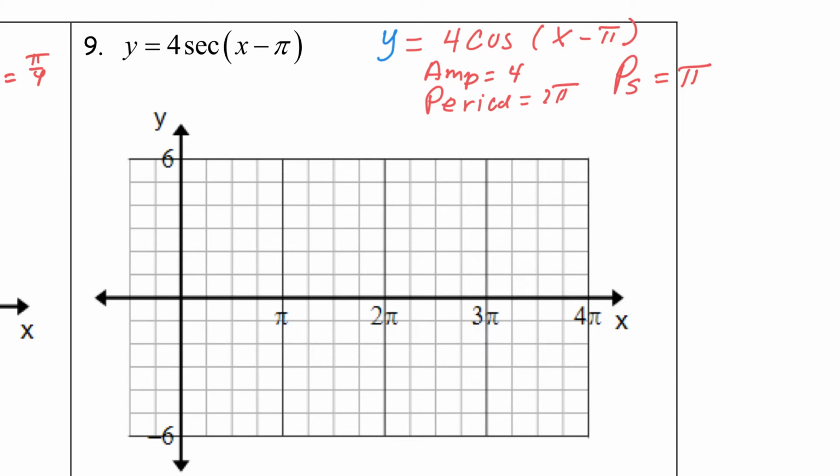Cosine, we know that in this case it's going to start at pi and have a max of 4. 1, 2, 3, 4. And it has to be at 2 pi, and we did shift, so it's going to be at 3 pi, it's going to have to be at 4. And then at 2 pi, it's going to have a min at negative 4. 1, 2, 3, 4. And we know that it's going to intersect here at 3 pi over 2, and it's also going to intersect here.